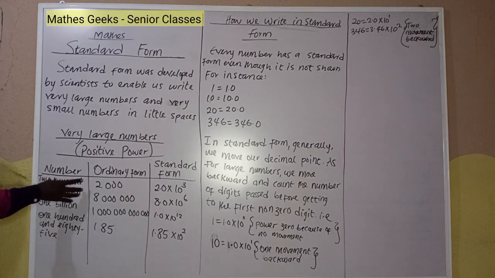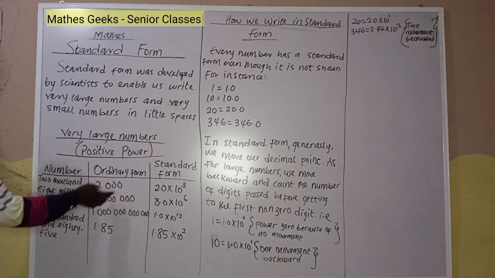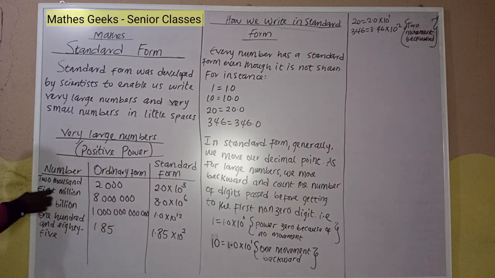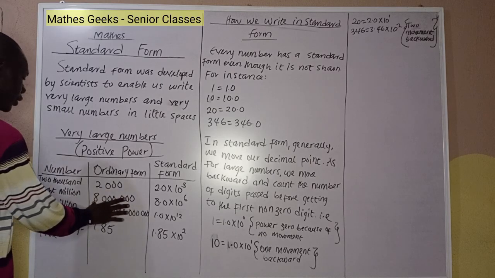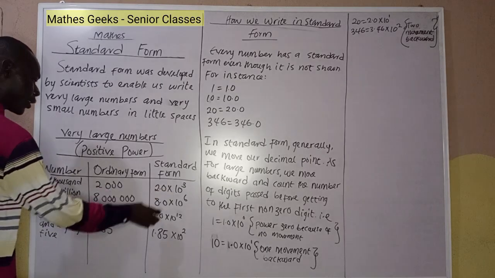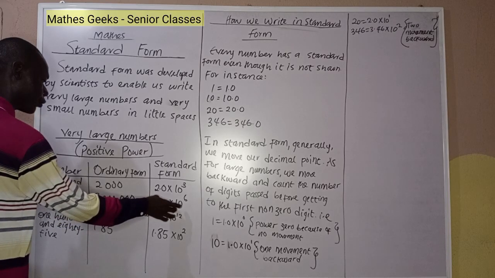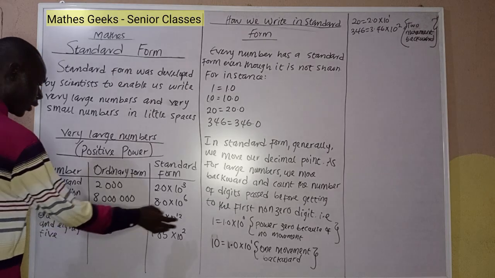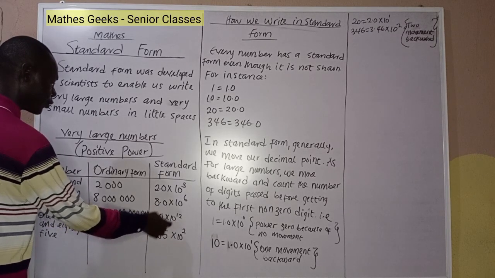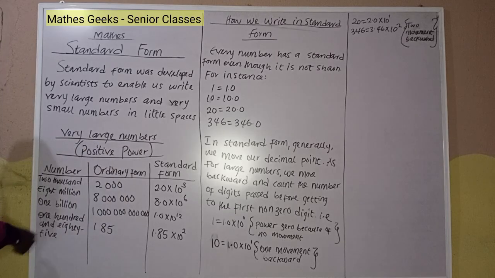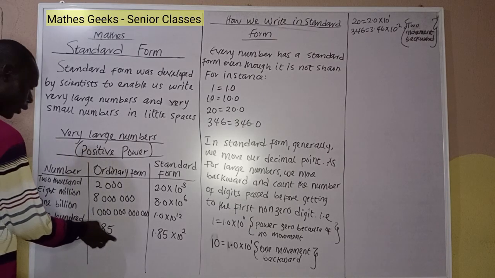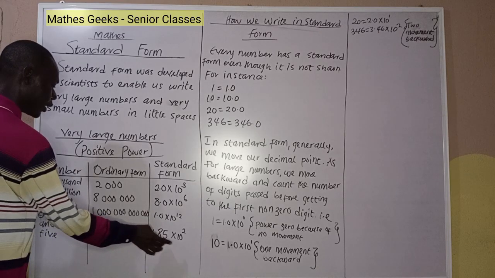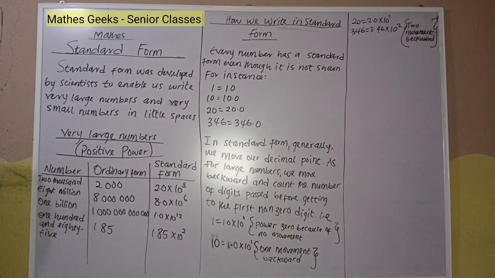So 2000 in ordinary form is 2000, but in standard form it's 2.0 times 10 raised to power 3. 8 million in ordinary form is written like this, but in standard form it is 8.0 times 10 raised to power 6. 1 billion in standard form is 1.0 times 10 raised to power 12. 185 in ordinary form is 185, and in standard form it is 1.85 times 10 raised to the power of 2.